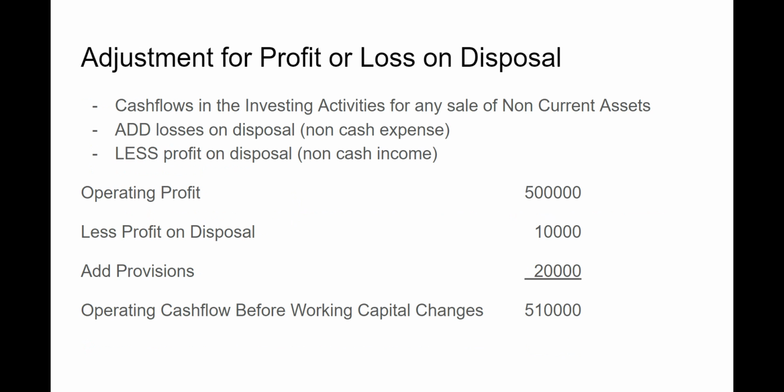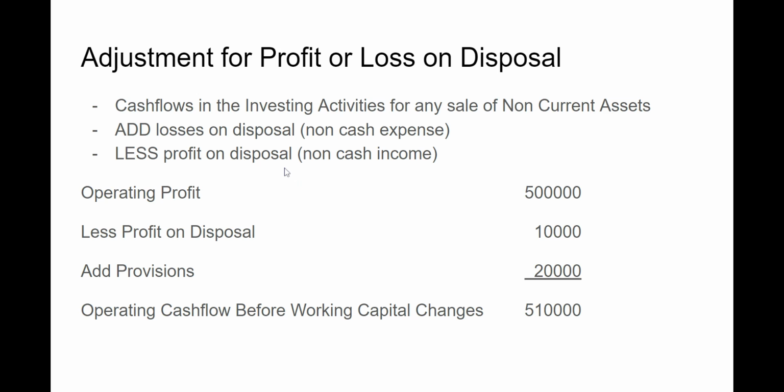Okay, and the one that's slightly trickier is profit or loss on disposal, because a loss on disposal goes in as an expense, and that would go in as a non-cash expense because the actual cash flow is linked to the investing activities. The money that we receive would go in as an inflow in the investing activities. So if we've made a loss on disposal, we would treat that like depreciation and we would add it on to the operating profit.